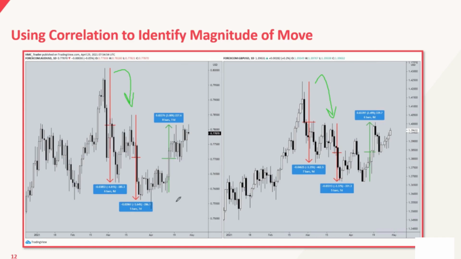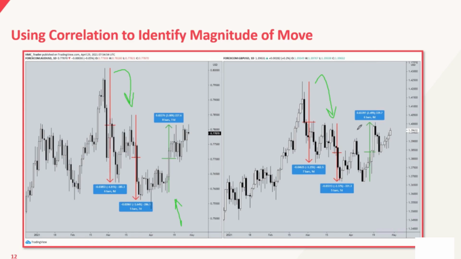Okay, we look at the up move, the green arrow. On the left hand side, the Aussie dollar, over a period of 11 days, rose about 3%. On the right hand side, same thing, about 8 days. So now you see that pound dollar made the same push up in 8 days, whereas Aussie dollar made the push up in 11 days.